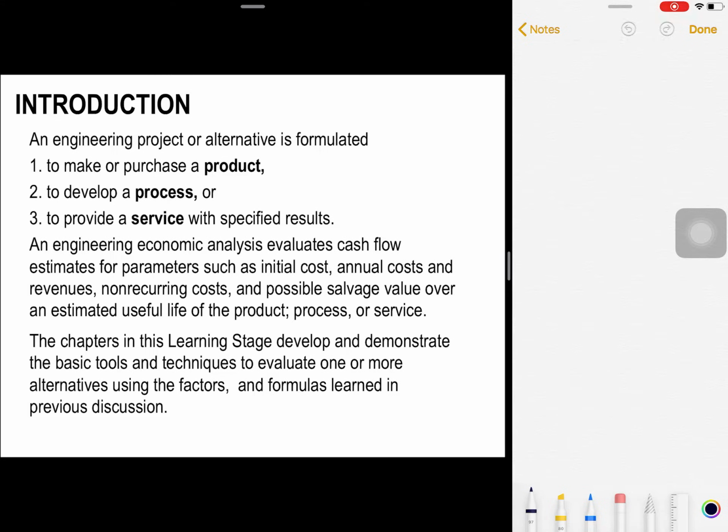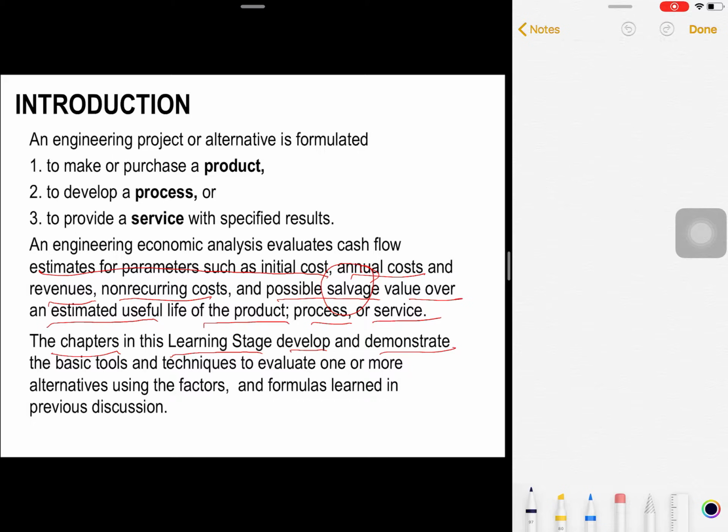As an introduction, an engineering project or alternative is formulated where we want to make a purchase of a product, or we want to develop a process, or we want to provide a service with specified results. Hence, an engineering economic analysis evaluates cash flows and estimates the parameters as initial costs, annual costs, and revenues, non-recurring costs, and possible salvage value over an estimated useful life of a product, process, or services.